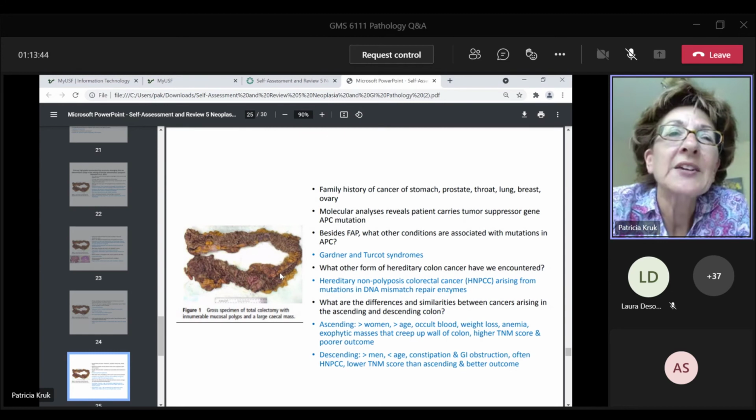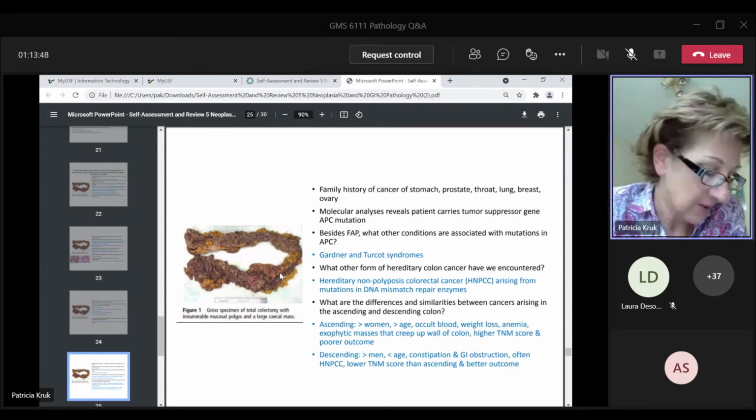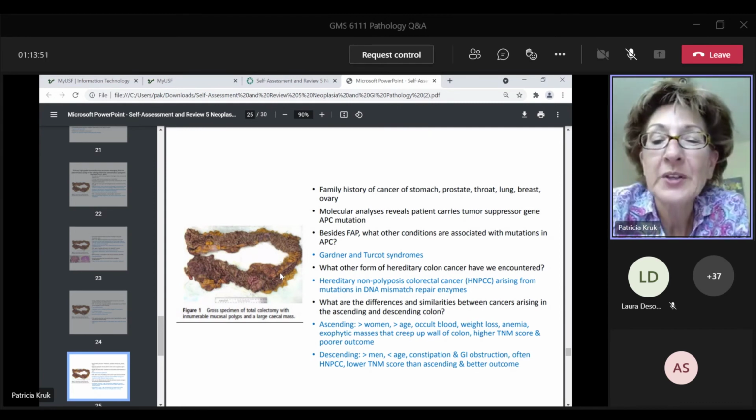They don't look like the standard inflammatory or hyperplastic polyps. They have a lot of what we call neuroendocrine cells in them. So they are a little bit different.